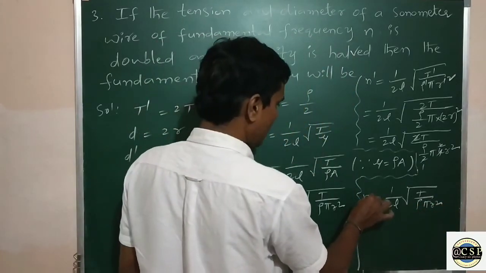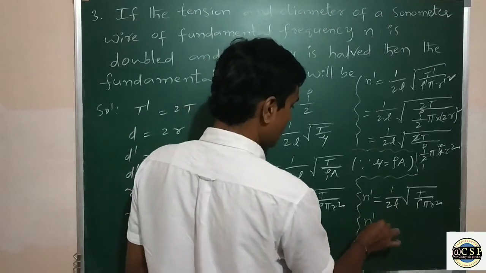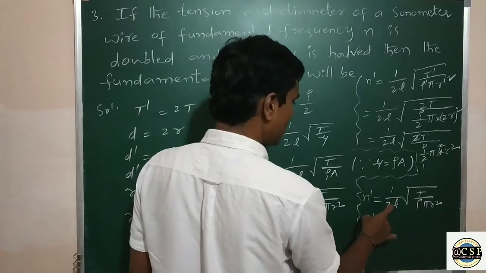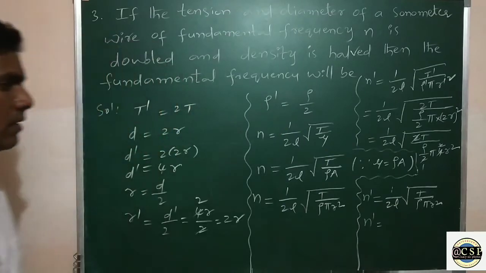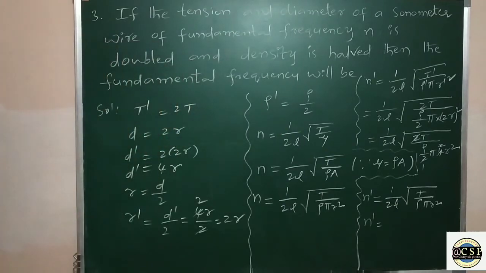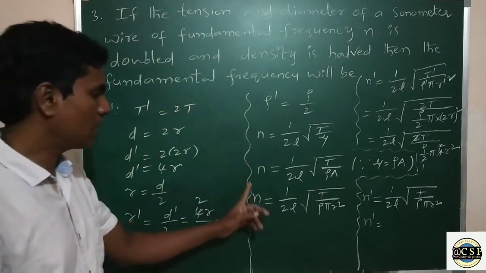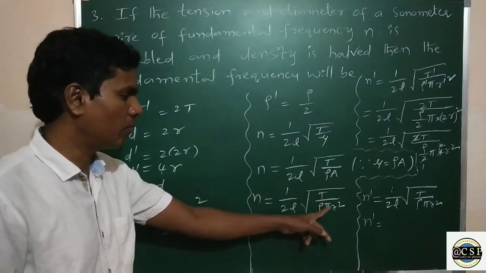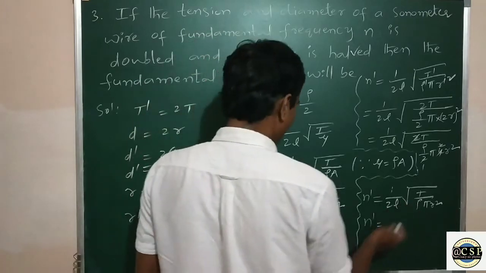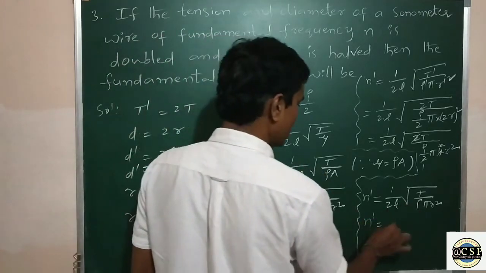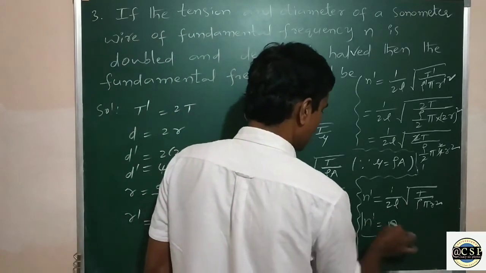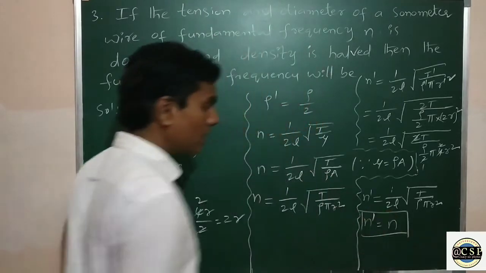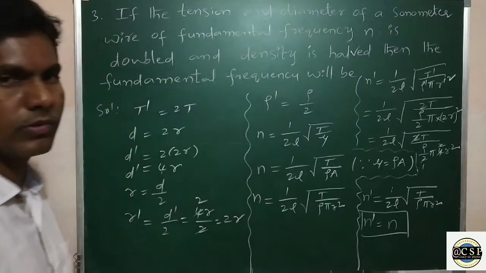So this is N dash. N dash is equal to 1 by 2L under root of 2L into root T by rho pi r square. That is the fundamental frequency, 1 by 2L into root T by rho pi r square. In its place we can write it as N. N dash is equal to N. This is the answer.